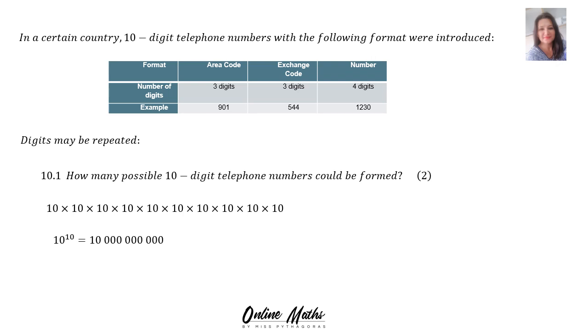How did this work? The area code is 3 digits. It's this 10 times 10 times 10. That is the area code. And then the exchange code is that 10, 10, 10 for the exchange one. And then the number, there's 4 digits, and it can be 10, 10, 10, 10. And then you multiply everything together and you get the 10 billion, worth 2 marks.